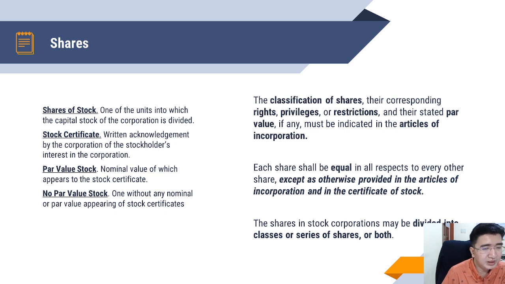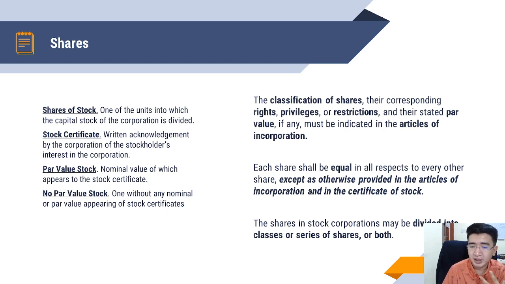If that certificate has a value appearing in it, that is a par value stock. If it does not have a value, it's what you call no par value stock. Okay? The classification of shares, their corresponding rights, privileges or restrictions, and their stated par value, if any, must be indicated in the Articles of Incorporation.